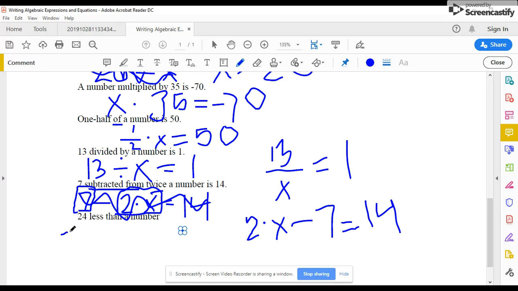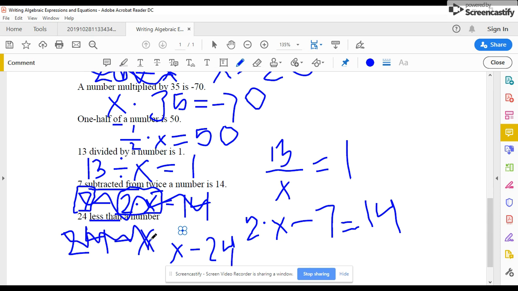And last one, 24 less than a number. Hopefully we're getting the hang of it and noticing less than is one of our flipping ones. So we're going to start with x minus 24, and we're going to scribble out the rest of them.